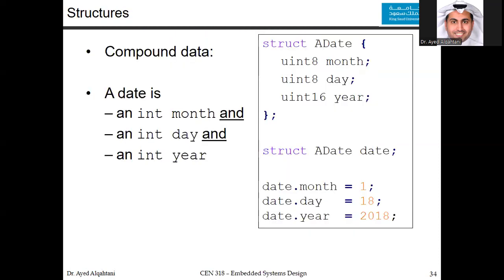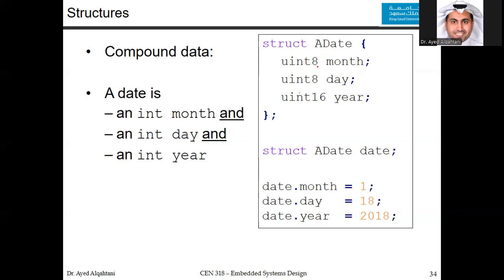Now let's look at more functionalities of the C language. Here we can define the compound data with different types. So you can do it by using the structure or struct, and you give it a name, a date. And between these braces, you have whatever types that you want to define. Since it's a date, we have the month, day, and the year.